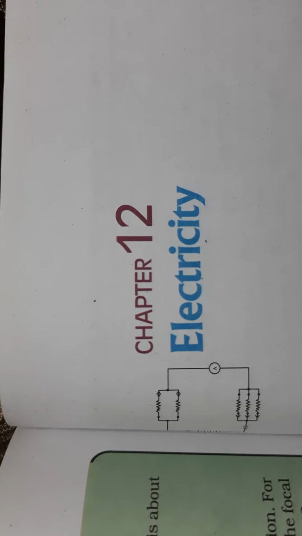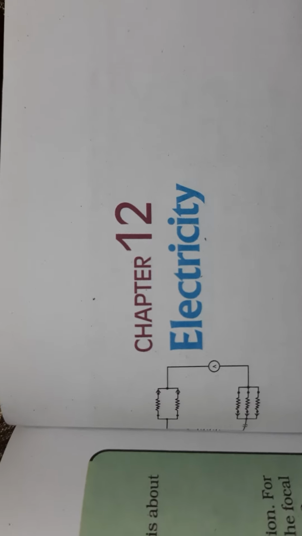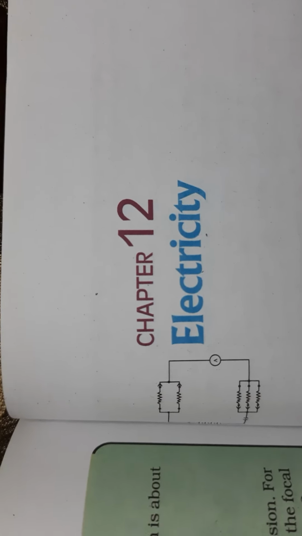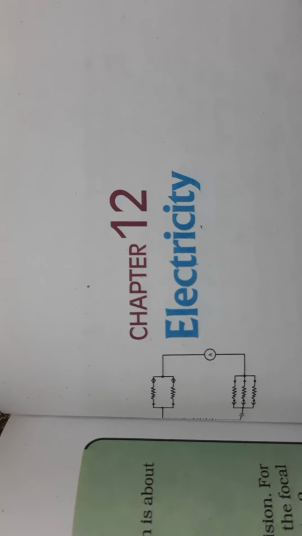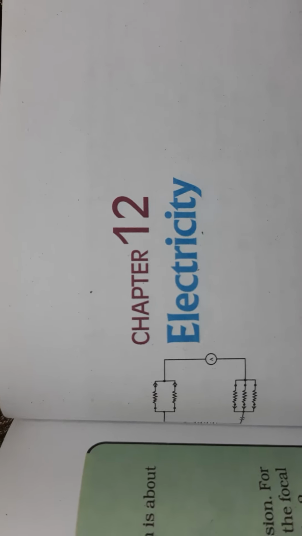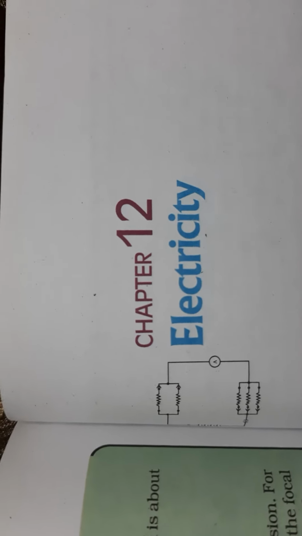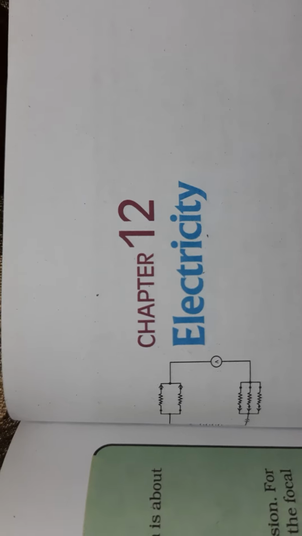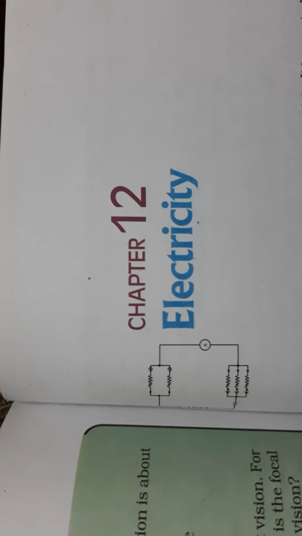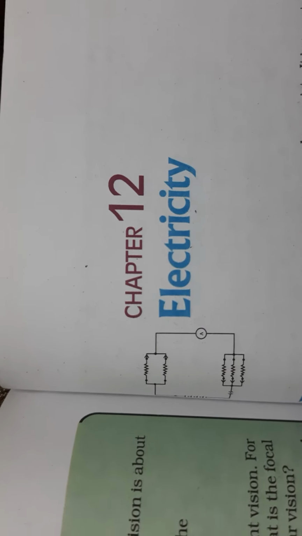Today we are beginning chapter 12, electricity. Electricity has an important place in modern society. It is a controllable and convenient form of energy for a variety of uses in homes, schools, hospitals, industries and so on.